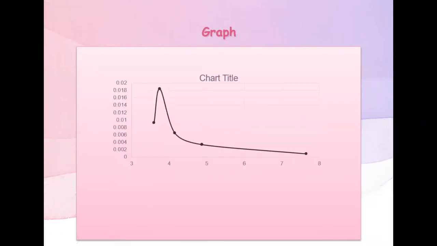Then after completion of this calculation, we need to plot a graph. On the x-axis, you have to take the pH value, and on the y-axis you have to take the beta value, that is buffer capacity. And then we obtain this graph. So this is your beta max value, which has the maximum beta value. At this beta max value, buffer capacity is 0.018 and pH is 3.75.